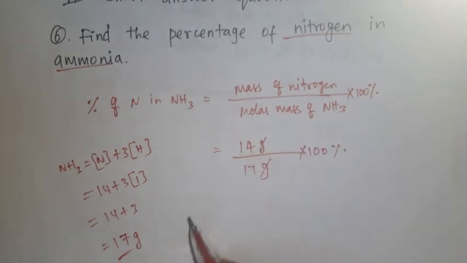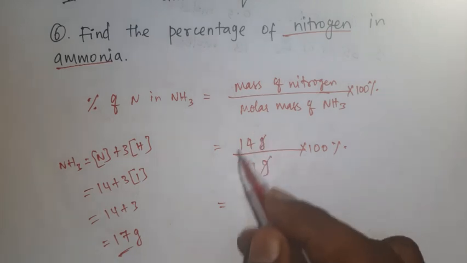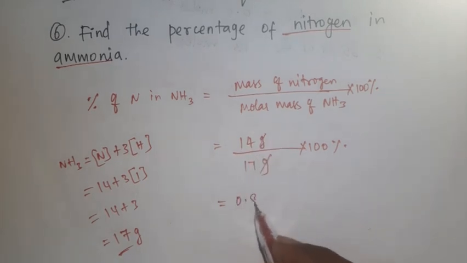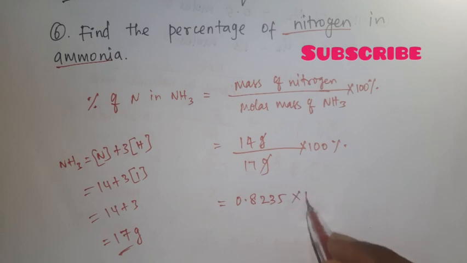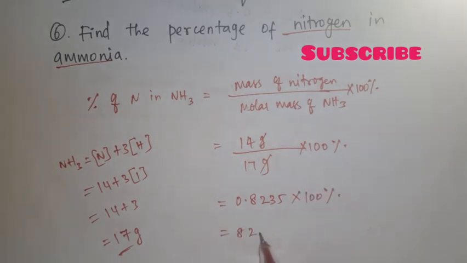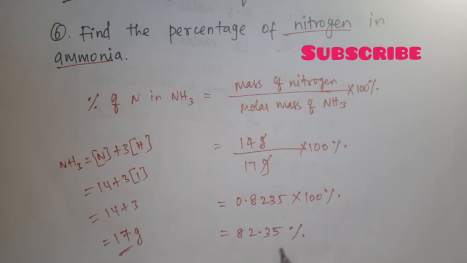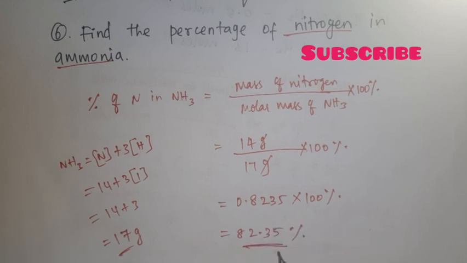This is the molar mass of ammonia. So you can substitute 17 gram into 100%. The gram will be cancelled. Now if you divide 14 by 17, we will get 0.8235. Multiplied by 100%, you will get 82.35%. This is the percentage of nitrogen in ammonia.